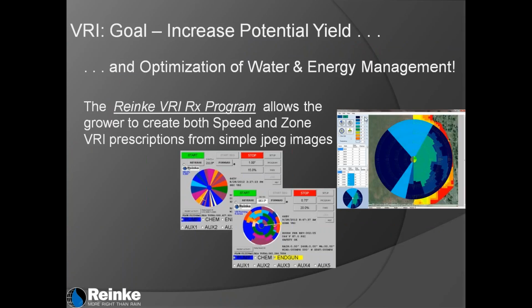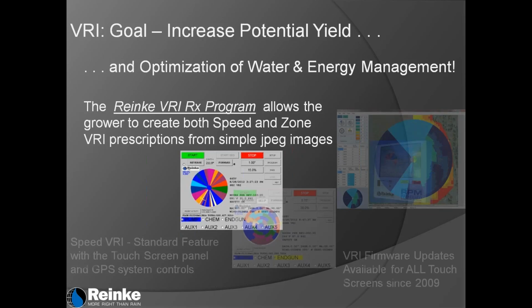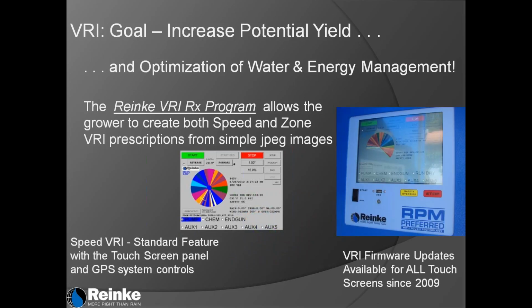The VRI prescription program that we have allows the grower to create both speed and zone VRI prescriptions from very simple JPEG images, unlike your program that uses the GPS images. And so they can bring those images in, and like I said, they can create both zone and speed. To do the speed VRI, what's nice about that is our touchscreen panel offers that speed VRI as a standard feature. As long as you have GPS system controls with the touchscreen, you have the full-blown speed VRI capabilities.